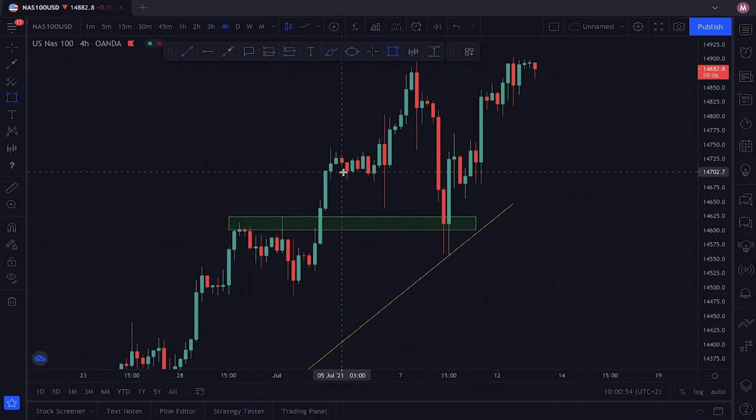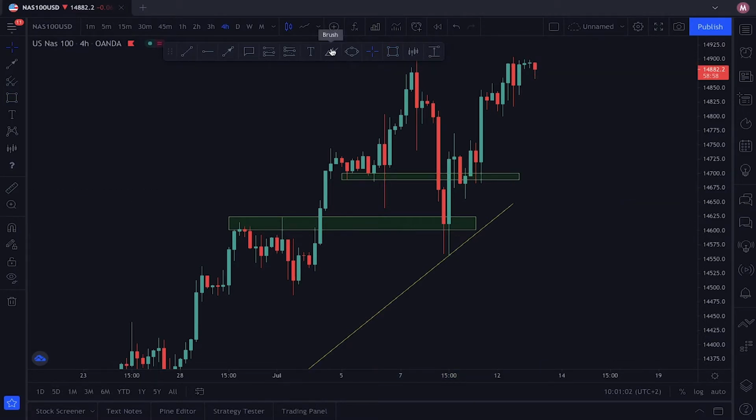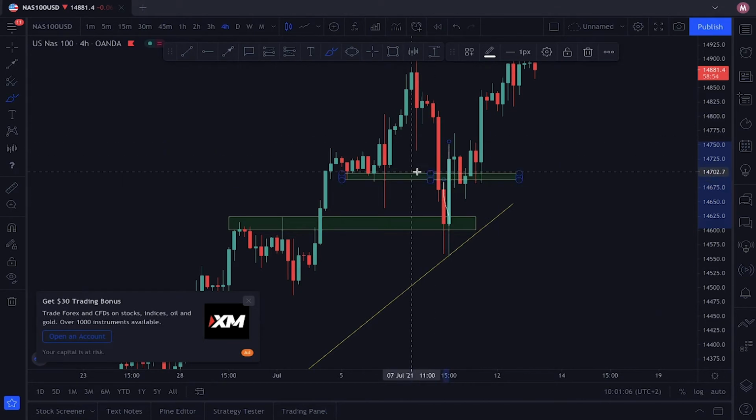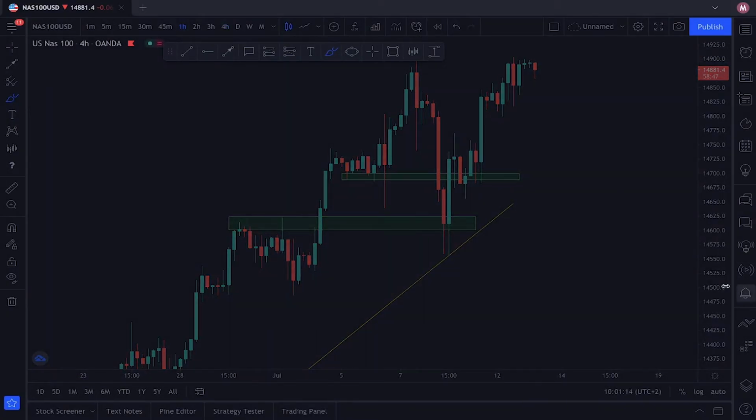So as you can see here, we have another key level. When price came down, it immediately went back up and broke above this key level right there to make it support. And then let me just show you what happened.